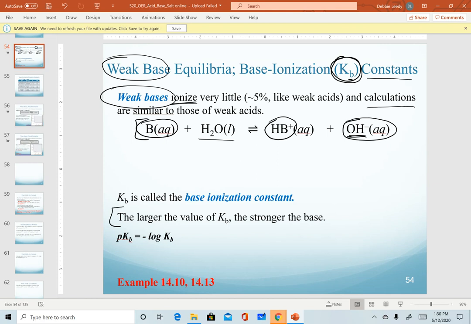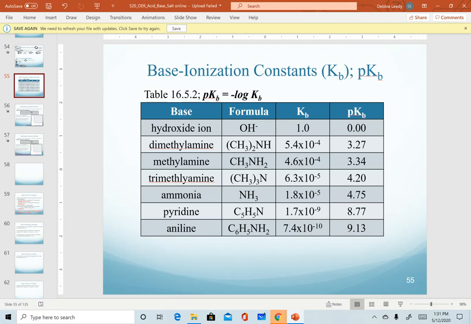Like we saw with acids, we realized the larger the value of Kb, the stronger the base. And we could calculate a pKb value by taking the negative log of Kb. Again, that little p in front means we're just taking the negative log. Some examples of weak acids and weak bases are worked examples 10 and 13 in the OpenStax book.